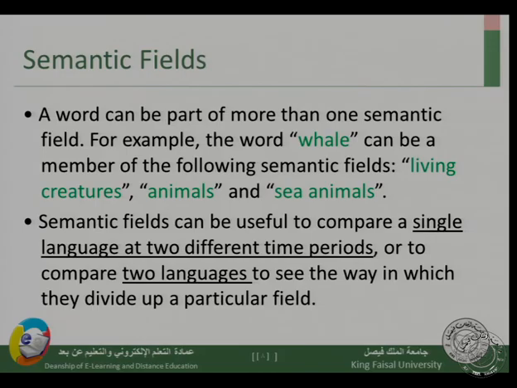Semantic fields can be useful to compare a single language at two different time periods. So we see one word might change the semantic field it is part of in a certain period of time compared to another period of time. Or also to compare two languages to see the way in which they divide up a particular field. So we look at the field of colors, for example, in English, in Arabic, in other languages, and we see how these languages divide up this particular semantic field.